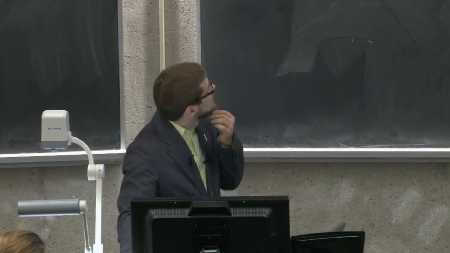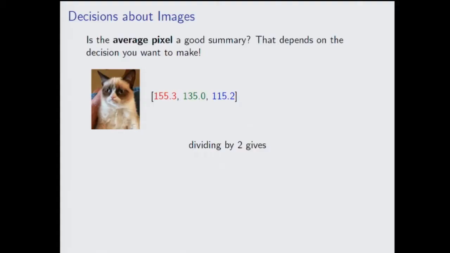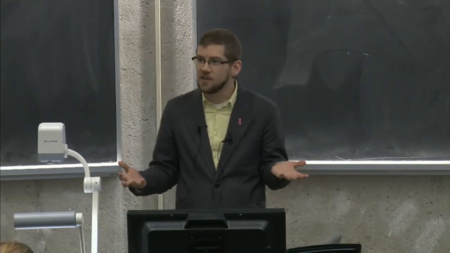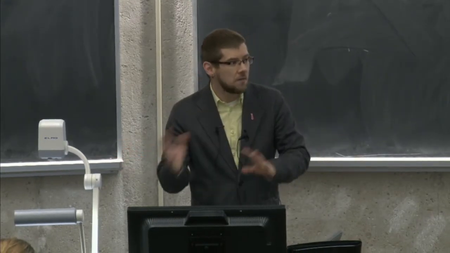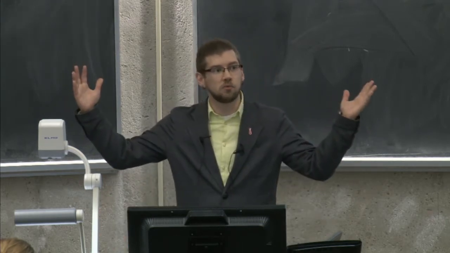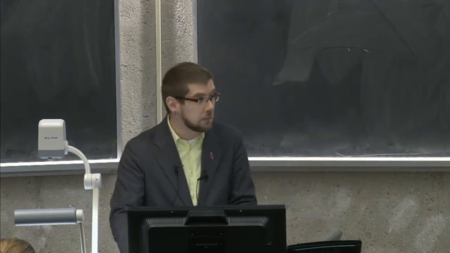And the problem that I've got with just the average pixel is that if I go back to my Grumpy Cat where I divided him by 2, their colors are the same. It's just that one's darker than the other, but their average pixel is quite different. Okay? So I want a summary that is not affected by the brightness of the image. I just want to know how much red, how much green, how much blue, but I don't really care about is it overall very bright or overall very dim.